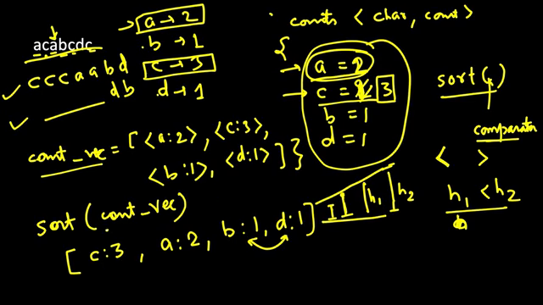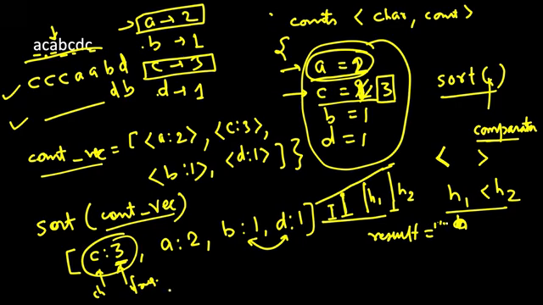Once we have this sorted count vector based on the counts, we can iterate it. Take the first entry here: take the key, which is the character, and the value, which is the frequency. We will have an empty result. We see that the frequency is 3 and the character is C, so we will append C 3 times to this result. So result will become C, C, C. Now we will take the next element.